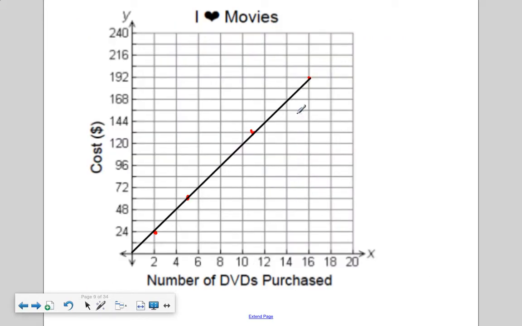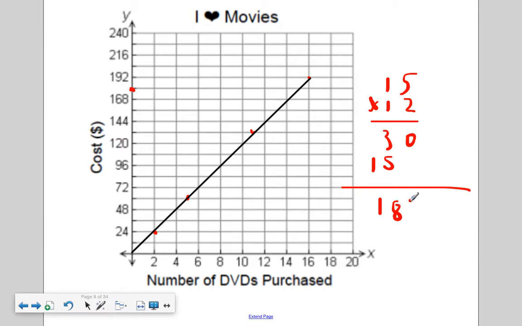Let's see. It would be right at 15. It's right here. What number is between 168 and 192? I don't know. So I think it's 180. 15 DVDs times $12. 5 times 2 is 10. Carry the 1, is 3. 5, 1. It is $180.